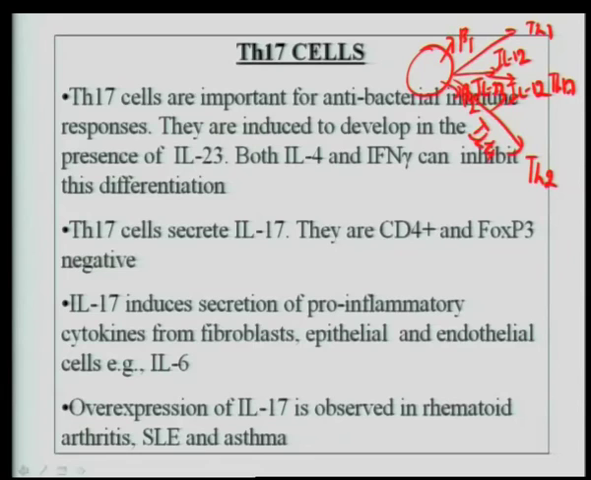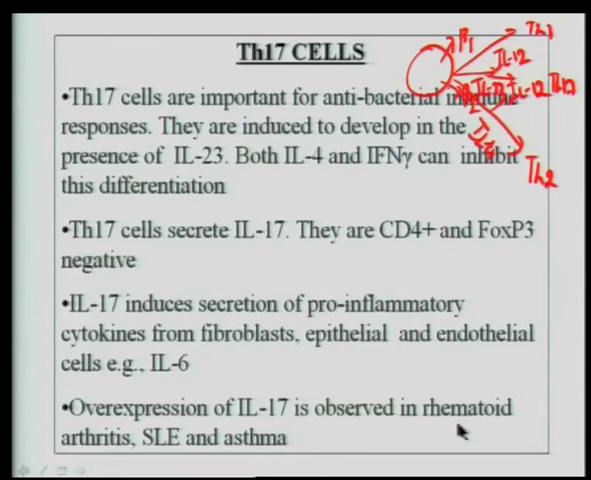So, this is how you have the development of the precursors which have not yet become effector cells, which then differentiate into Th1, Th17 or Th2 based upon the predominant presence of IL-12, IL-23 or IL-4. Of course, the presence of these factors is associated with the induction of the appropriate type of transcriptional factor, whether it is T-bet or GATA3. So, going on further, the overexpression of IL-17 is actually observed in rheumatoid arthritis, systemic lupus erythematosus and asthma.